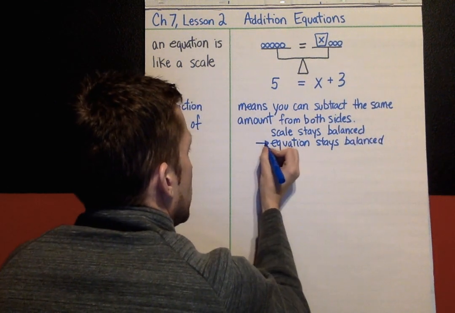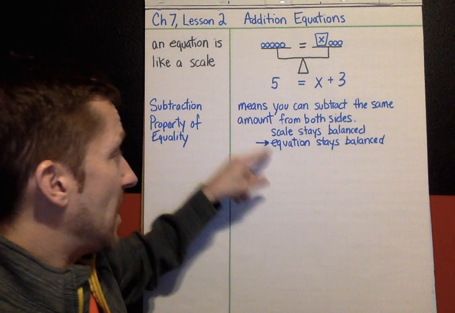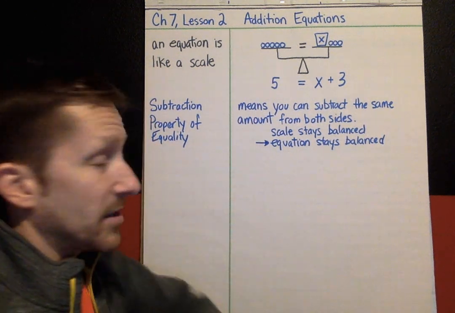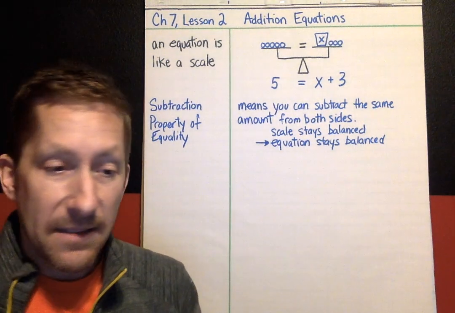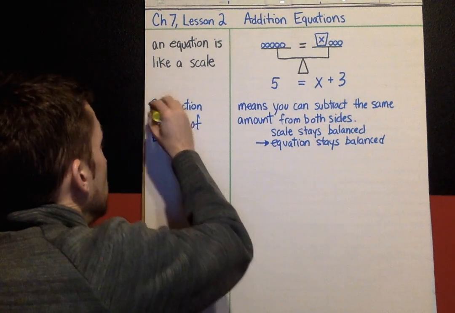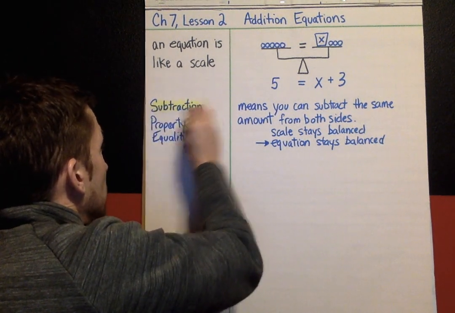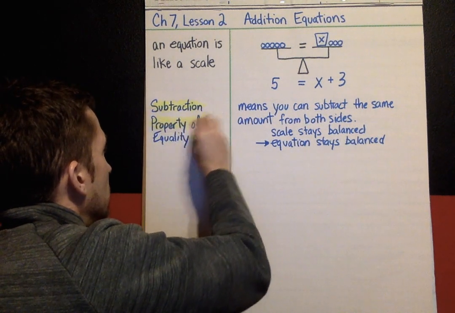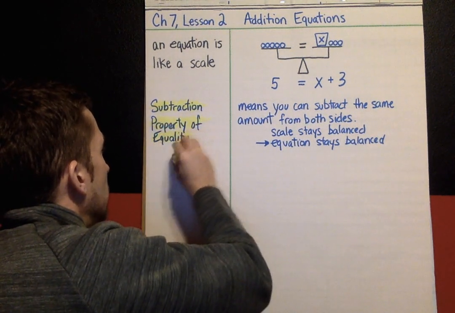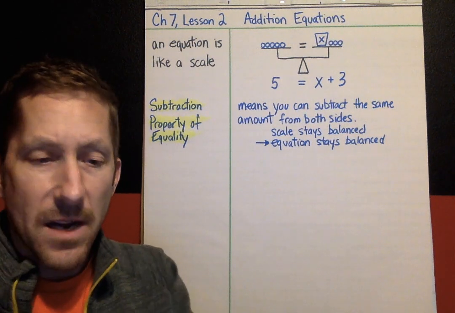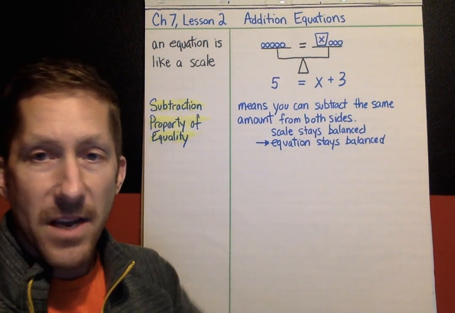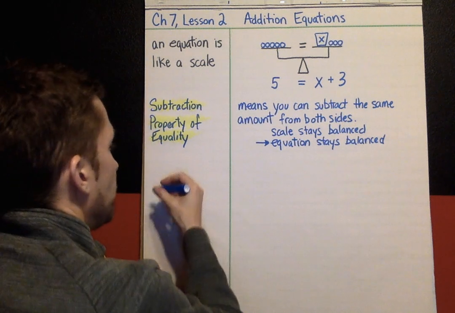Okay, this follows from the subtraction property of equality. If you're subtracting the same amount from both sides, it's going to stay balanced. Okay, the next thing we're going to talk about are something called inverse operations.